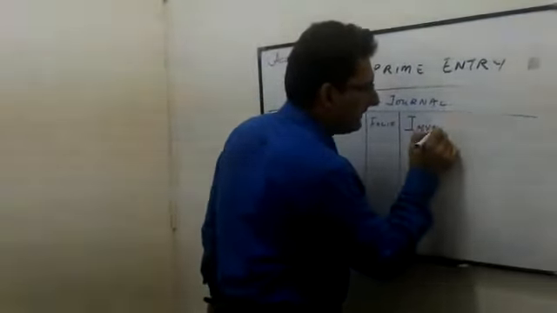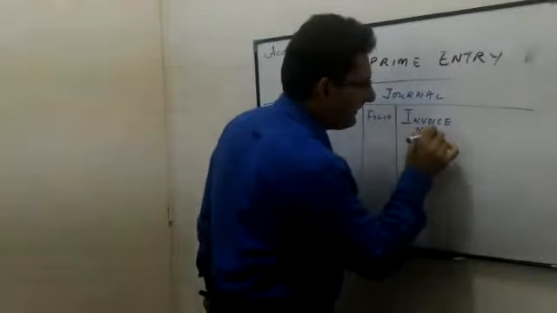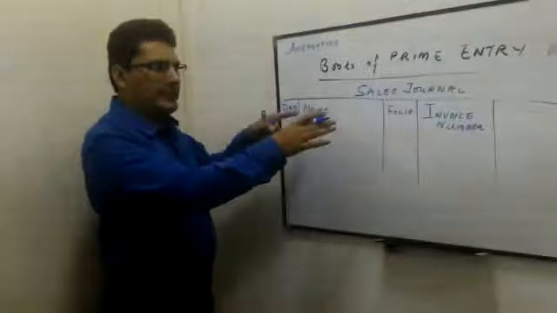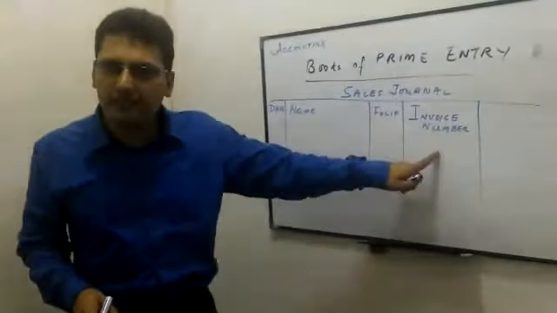Then we have the folio column. Folio is a Latin word; the meaning of folio is reference. We record customers in different accounts, and in the accounts there are pages, so pages need a reference, like a page number. We record the page number here. After that we record the invoice number, because the source for recording the sales journal is your invoice.